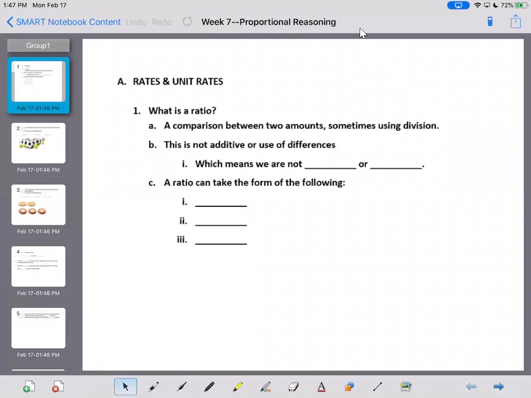In this video series, we will begin discussing proportional reasoning, looking at unit rates, differences between ratios and rates, looking at percents, tax, discount, all of those topics that really are incorporated with proportional reasoning. So we're going to start with rates and unit rates and try to understand the difference with some of these, and what is a ratio.